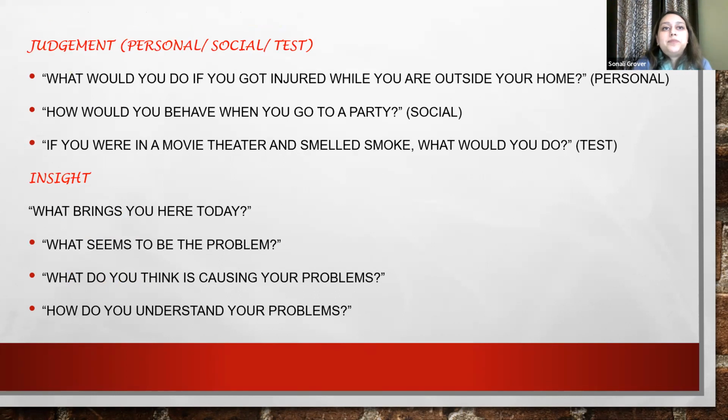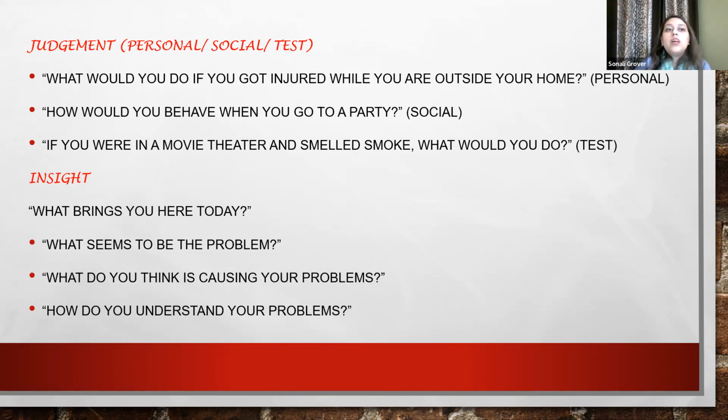For judgment, what would you do if you got injured while you are outside your home? So this will give you some details about the client. How would you behave when you go to a party? How is he when he is socially there? If you were in a movie theater and smelled smoke, what would you do? So this is also about community awareness, right? And we're testing on that.